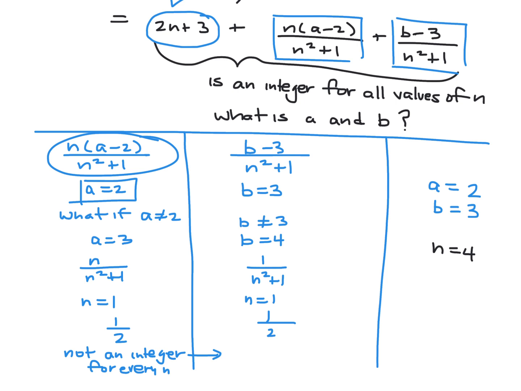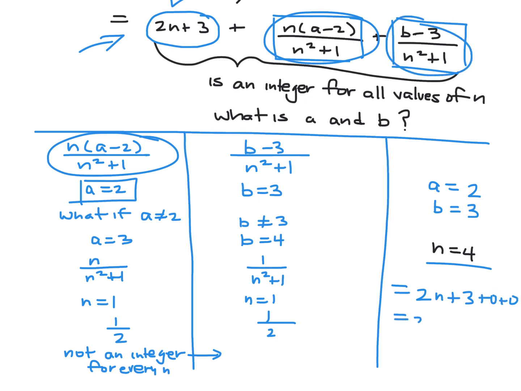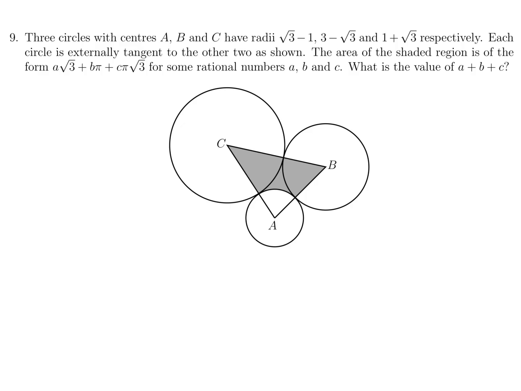And therefore, since n equals 4, when you plug all those in there, it really just reduces to 2n plus 3, because this and this are 0. So you can put that in if you want, plus 0 plus 0. So 2 times 4 plus 3, and that is 11. So 11 is the answer to this question.